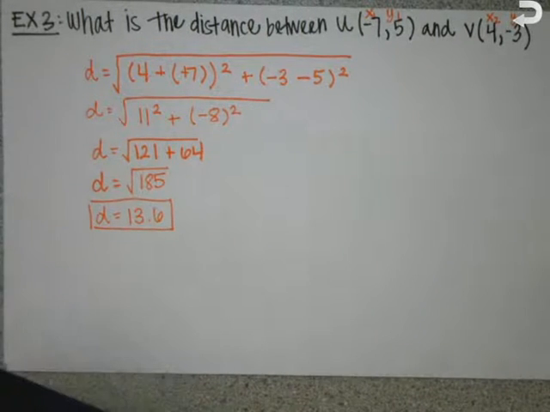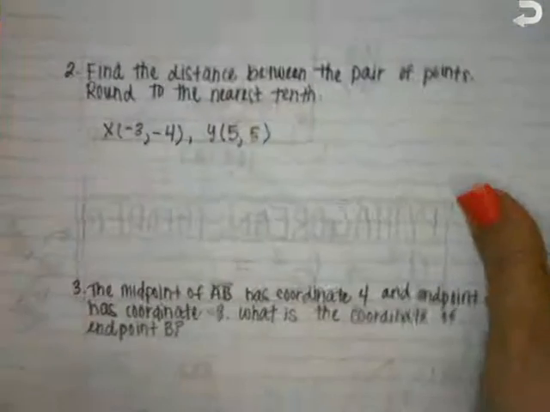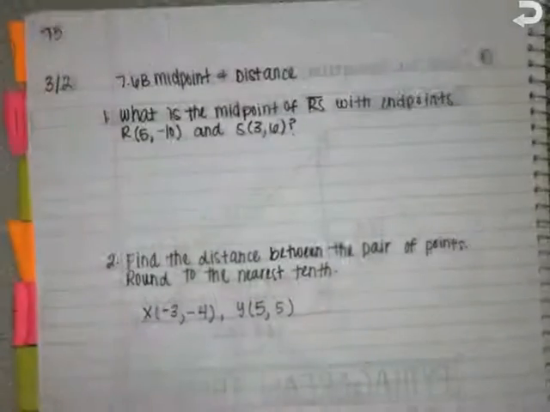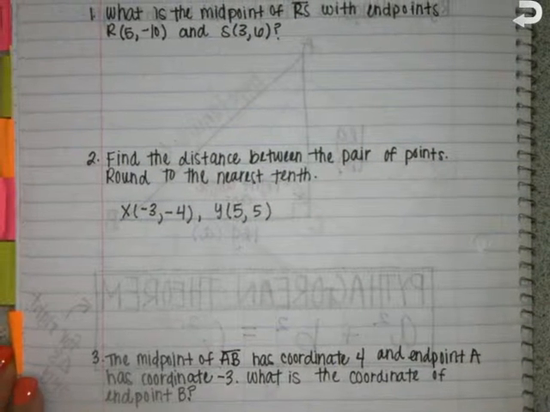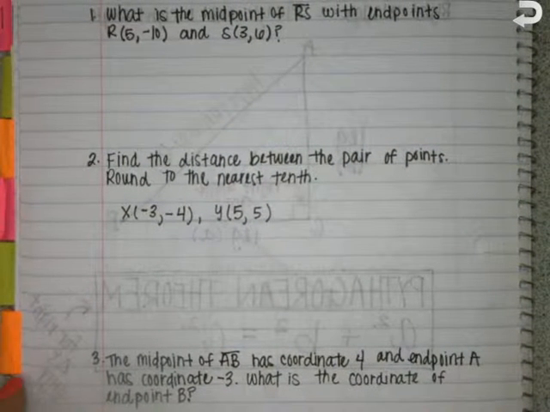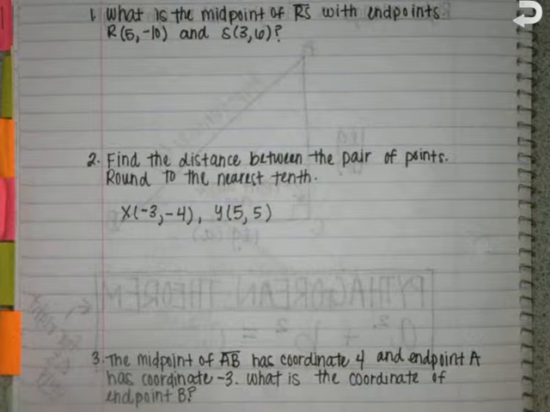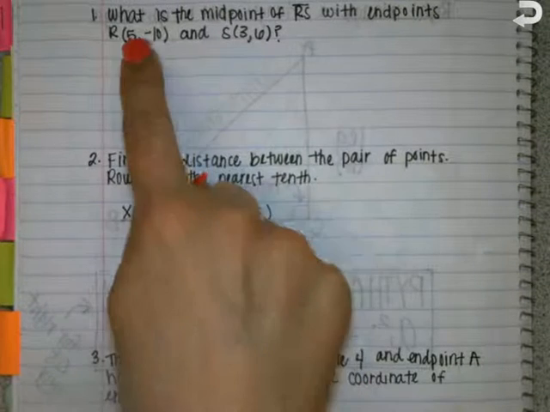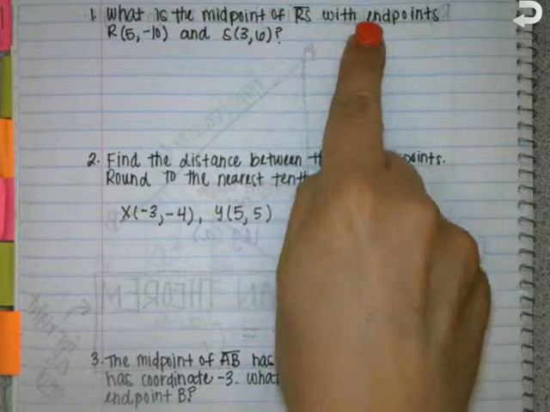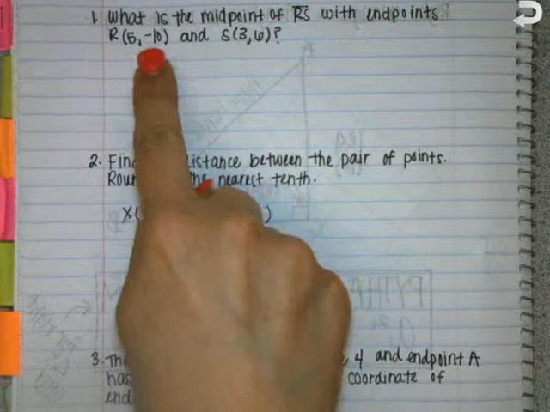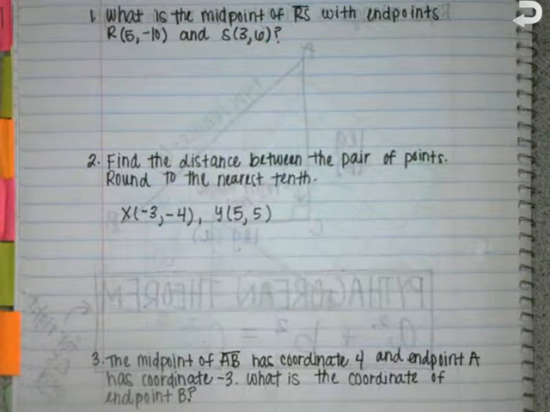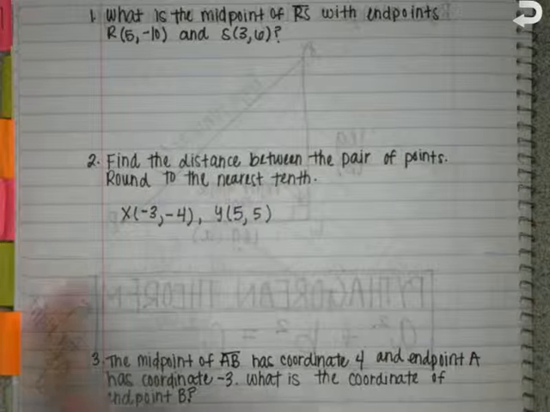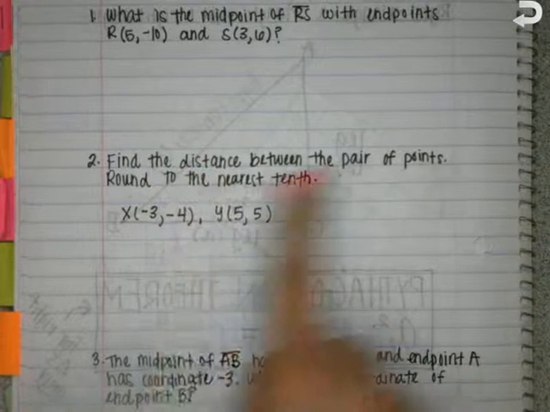Now, if you did the example, just write this right underneath, because it's not going to take as much space as I left. I just spaced it all out. Do we have to write it down? No, just abbreviate what you can. So number 1 says, what is the midpoint of segment RS if it has endpoints R (5, -10) and S (3, 6)? So that's on the coordinate plane. We just did one like that. Number 2, find the distance between the pair of points, round to the nearest tenth.